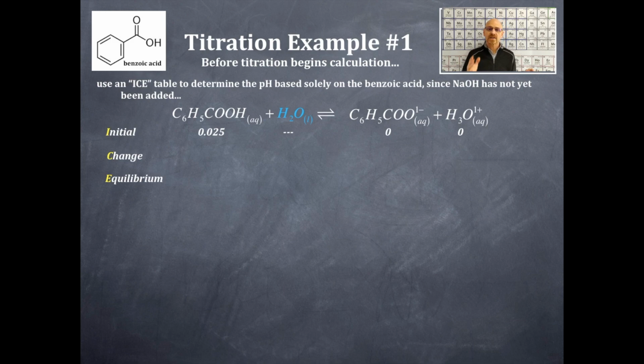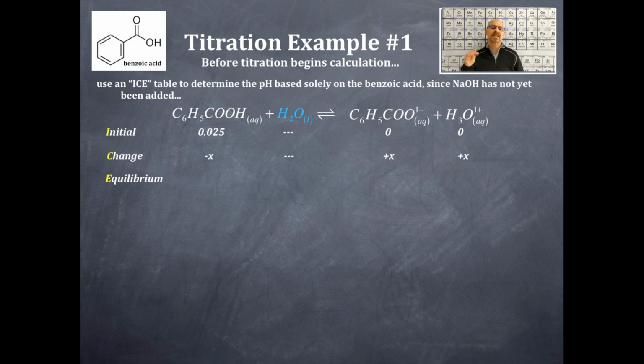Now, this is an equilibrium reaction. This is going to shift from the reactants towards the products. Therefore, I'm going to decrease the reactants and increase the products. And I'm going to use the stoichiometric coefficients on the balanced equation to write those in this change section. So it's a minus 1x for the benzoic acid. I'm going to skip the water. And it's a plus 1x for the benzoate ion and a plus 1x for hydronium ion.